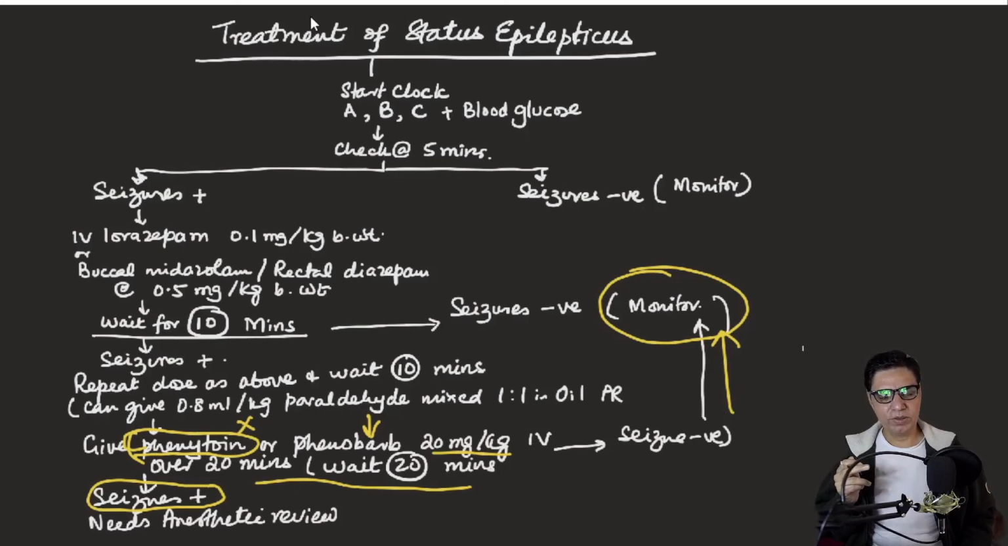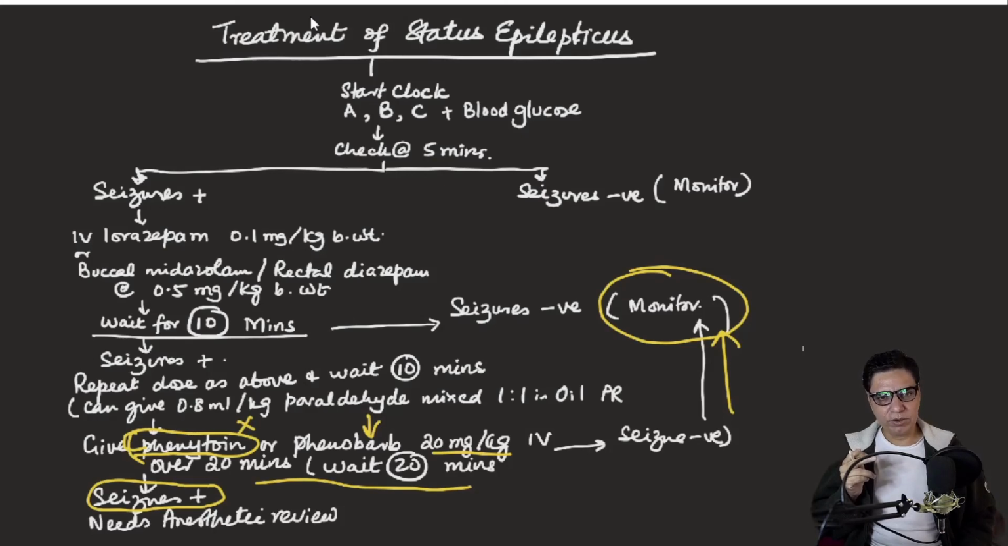If it's not stopping, you have to prepare a phenytoin infusion or phenobarb infusion. It depends. If the child is already taking phenytoin, then you can't give them a phenytoin infusion. You have to put them on phenobarb. But if the child is not on phenytoin, then you can give them a phenytoin infusion.